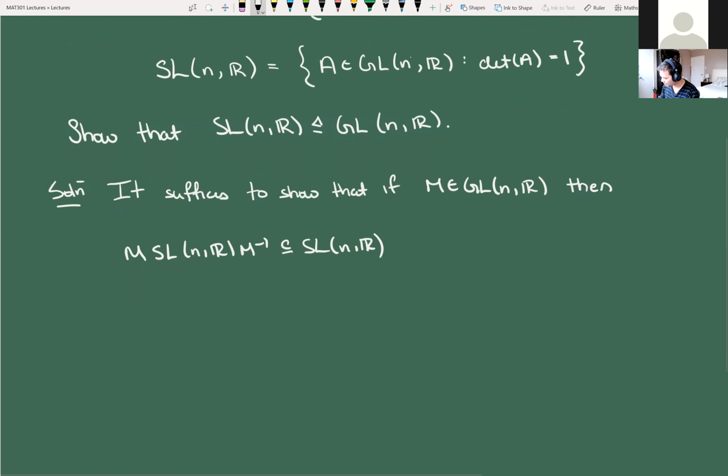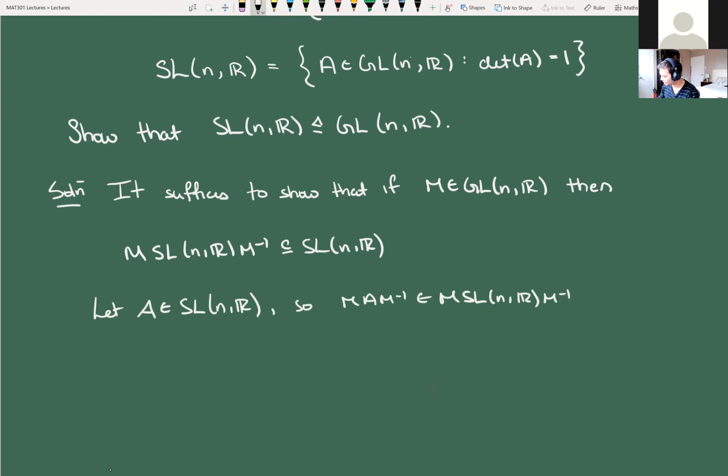Okay, so what do we want to call it? Let's just call it A because we're boring. So let A be an element of SLNR. So we want M A M inverse, which is in M SLNR M inverse. And you might get upset here.